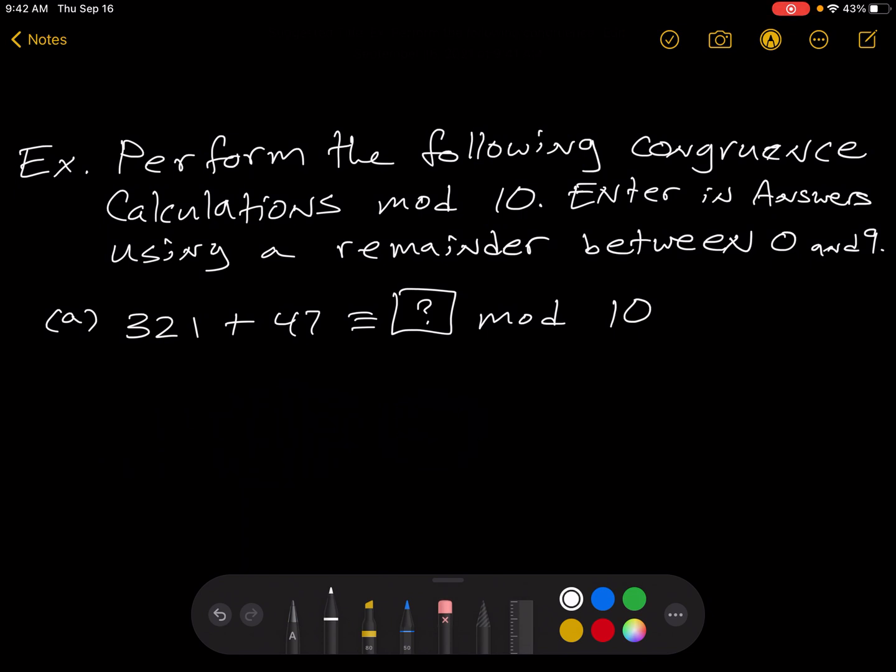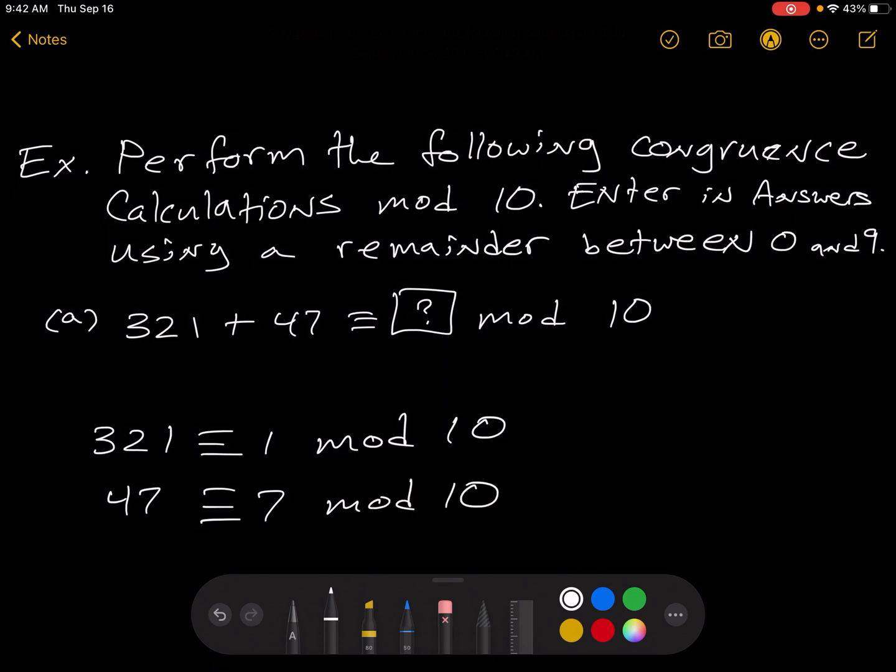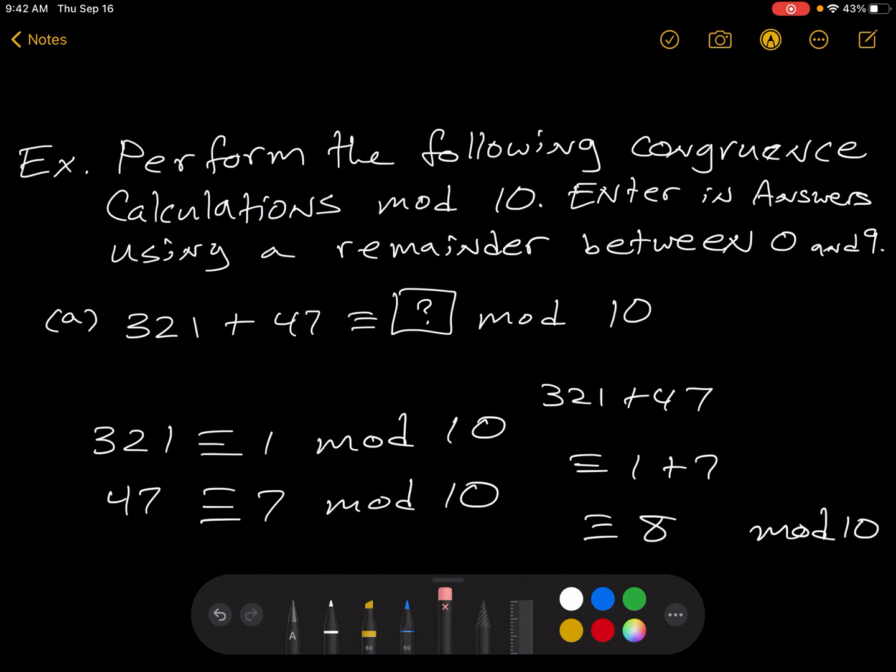What's going on here is that 321 is congruent to 1 mod 10. And 47, well, that's congruent to 7 mod 10. So 321 plus 47 is congruent to 1 plus 7, which is congruent to 8 mod 10, right? And so the answer is 8. That's all you've got to do.